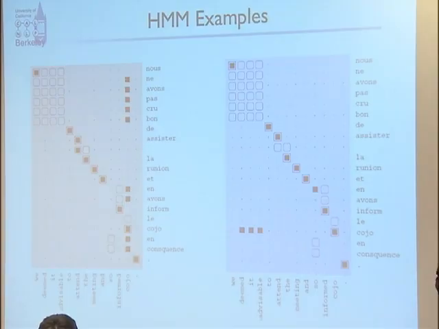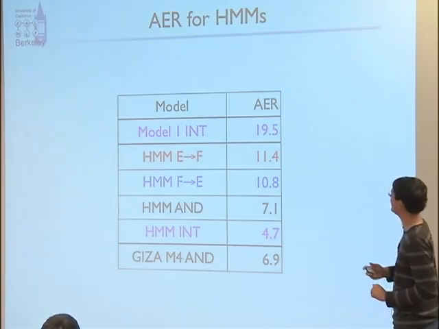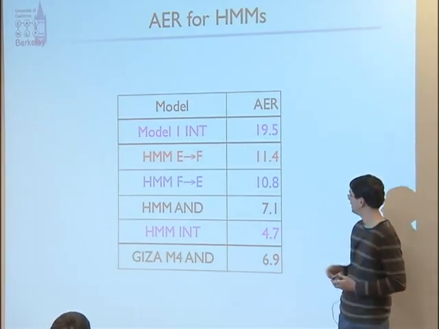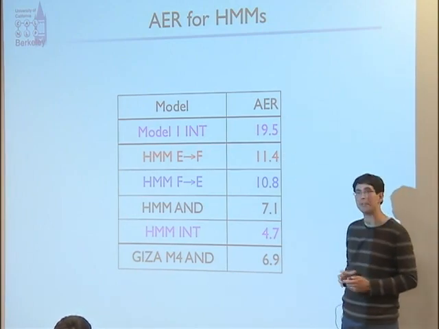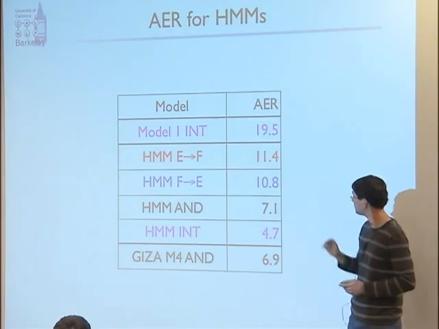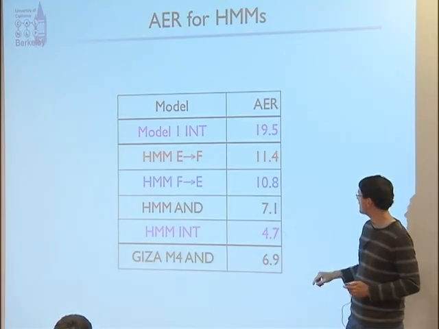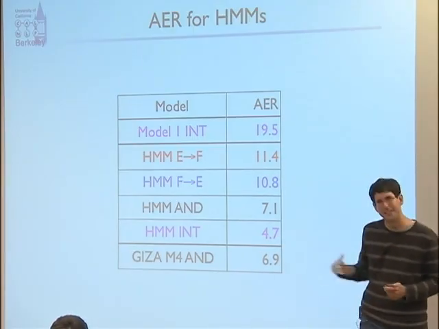So what's the answer to this? How do we fix this problem? Intersect. Thank you for that. So we intersect. Let's see. The last time we intersected was with Model 1, and we had an AER of 20. Just running the HMM in one direction or another does much better, because it has a more reasonable constraint on the alignments. So now we're in the 11-10 range. Intersecting these gets us down to 7. But if you do the joint training, now we're down to like 5.